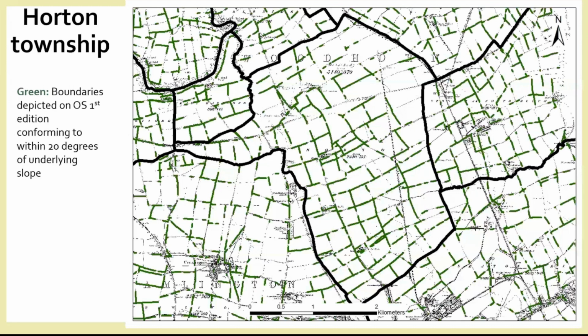So yeah, we'll zoom in a little bit on the township of Horton here. It's about 5 miles north of Newcastle. These are boundaries depicted on the first edition OS map, which you can see underneath this, that conform to within 20 degrees of underlying slope. You can see most of that field pattern in there does conform to within 20 degrees of underlying slope.